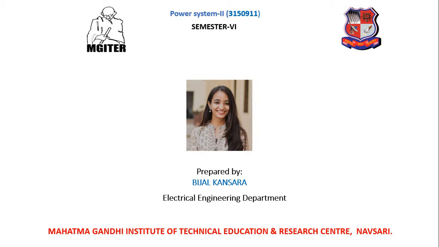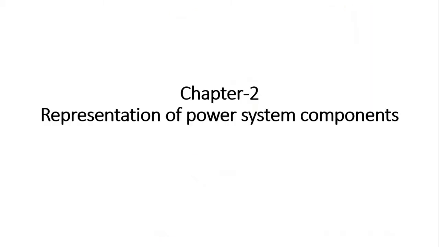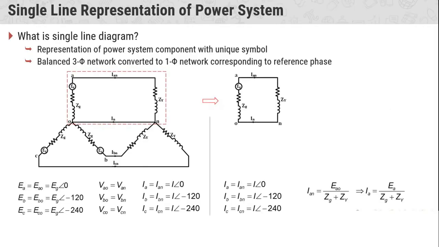Chapter number 2 is Representation of Power System Components. And the first topic is single line representation of a power system. Single line representation means, before we understand it, we have to discuss what a single line diagram is.